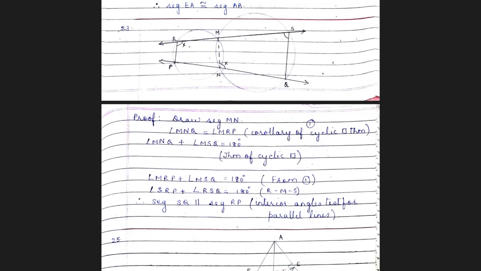Okay. Then we also proved angle MRP plus angle MNP equal to 180 degrees because it's a cyclic quadrilateral. Opposite angles are supplementary. Now, angle MNP being common to both of them, we equated both these equations. Angle MRP plus angle MNP equal to angle MNP plus angle MNQ. Now, angle MNP gets cancelled from both, and therefore we got angle MRP equal to angle MNQ. This is how we had proved the corollary of cyclic quadrilateral theorem.